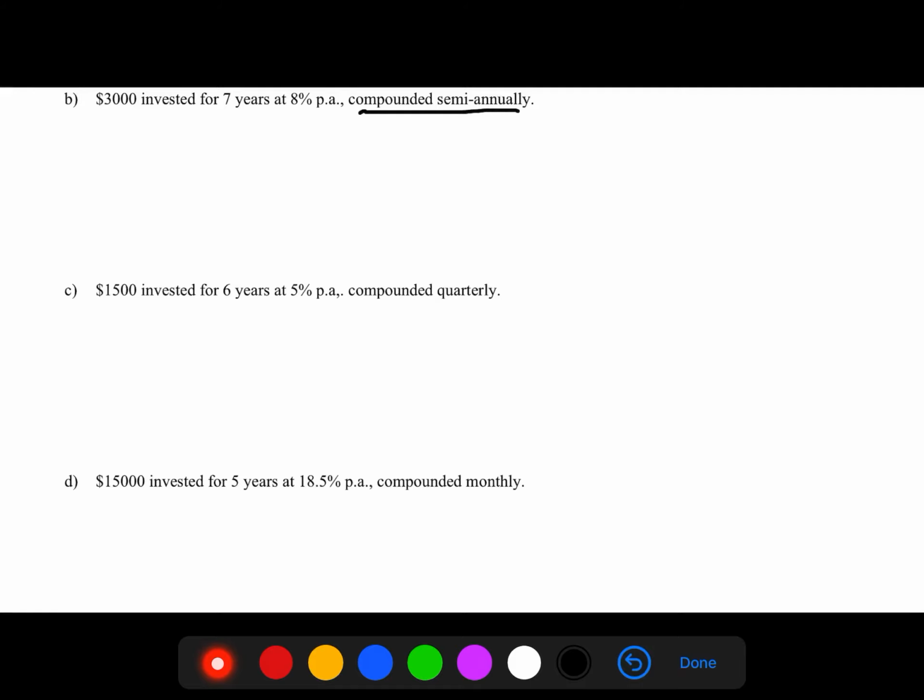Now, interest is compounded sometimes more often than once a year, so we have to account for that here. So notice that this is compounded semi-annually, so every half year or twice a year. So again, still starting with A equals P times 1 plus I to the power of N. Principal is still our 3,000. But what we have to do here is, because we want to know what the interest rate is for half a year, we're going to divide the I by 2, change it to a decimal and divide by 2.